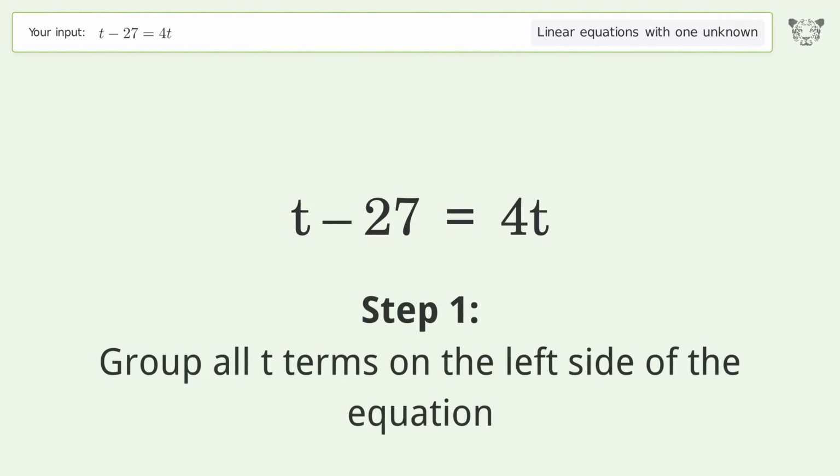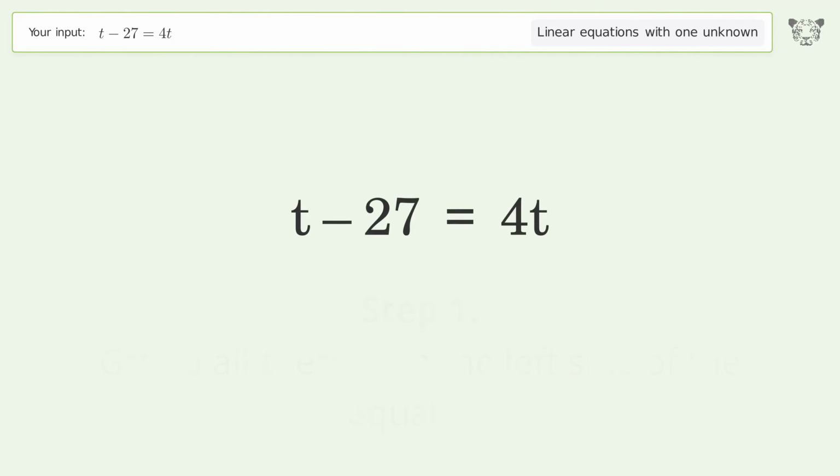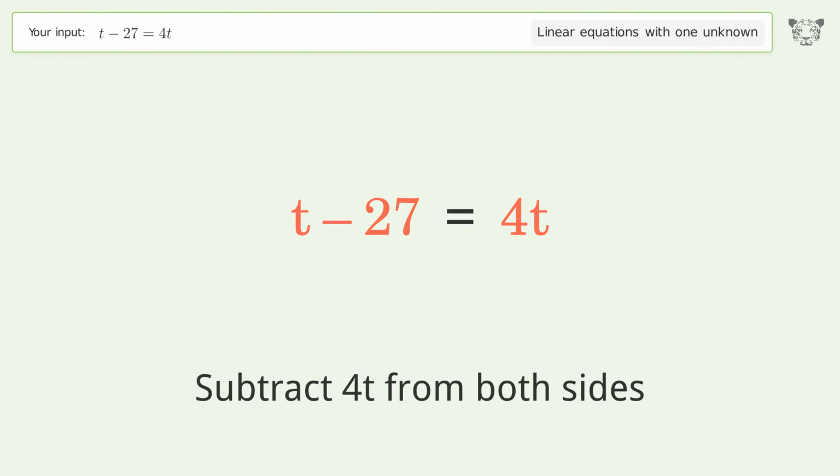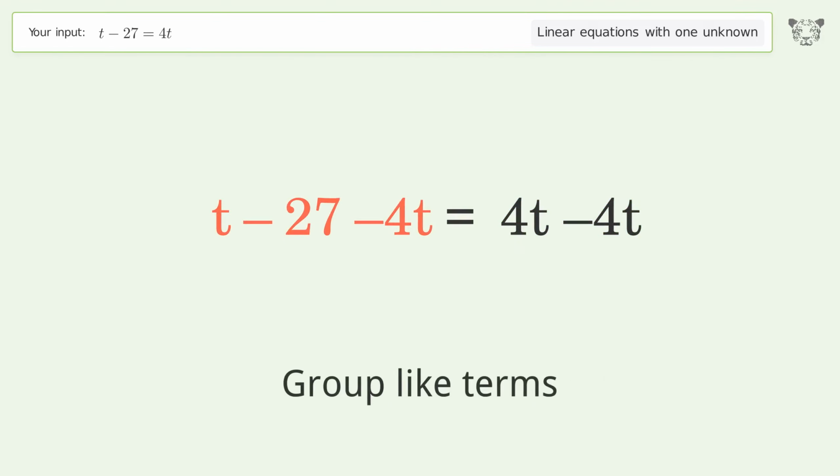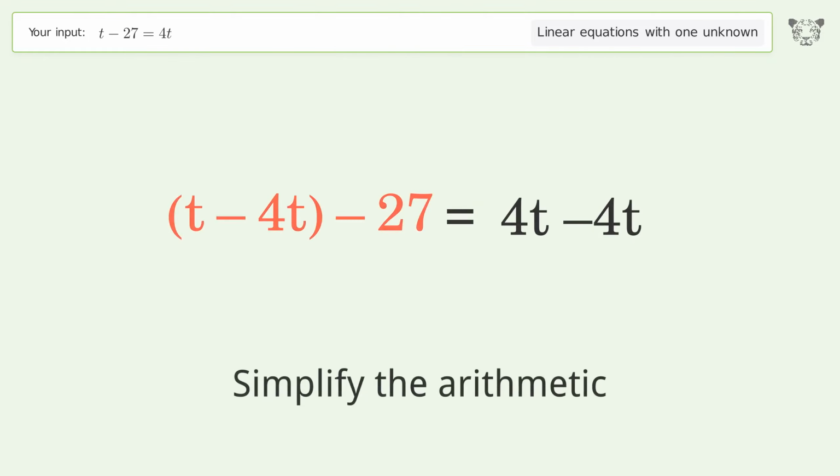Group all t terms on the left side of the equation. Subtract 4t from both sides. Group like terms. Simplify the arithmetic.